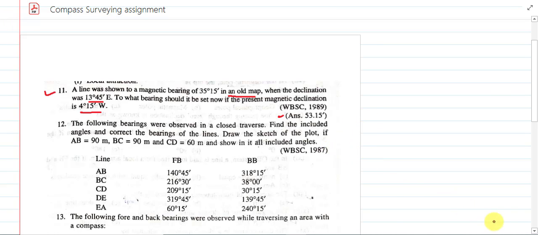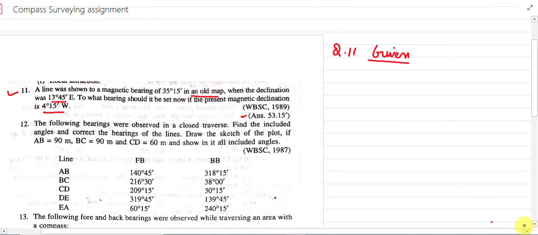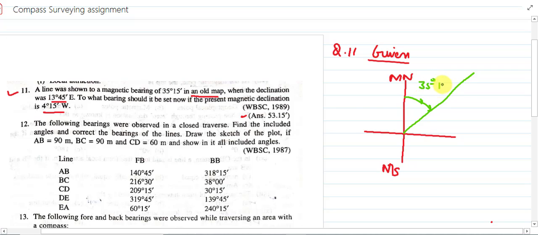First of all, we write the given data, and this is question number 11. In this question, it is saying the magnetic bearing. So this is our magnetic north and this is magnetic south. From this magnetic north, we draw a line, and the angle taken from the magnetic meridian is 35 degree 15 minute. Let's name this line A and B.